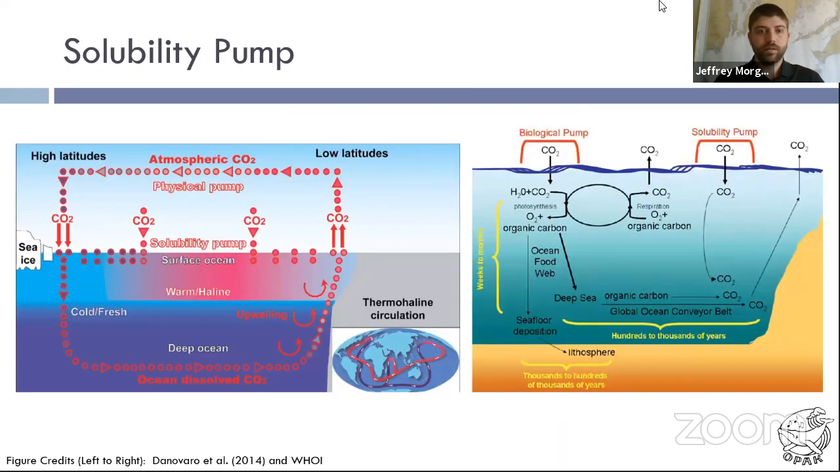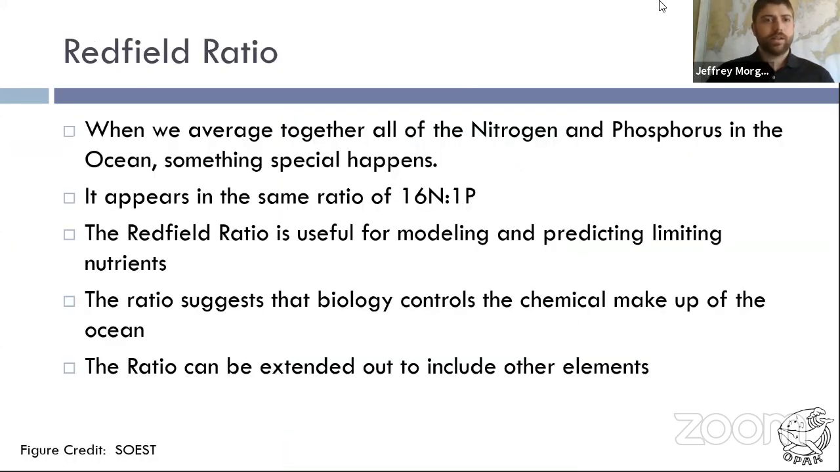Sorry, thought I had a different slide there. So this ratio can be extended out to include elements like silica and iron and magnesium to show us what individual organisms need to thrive.